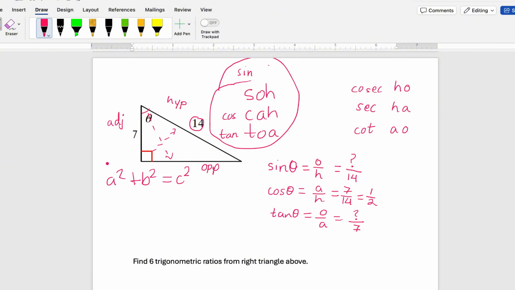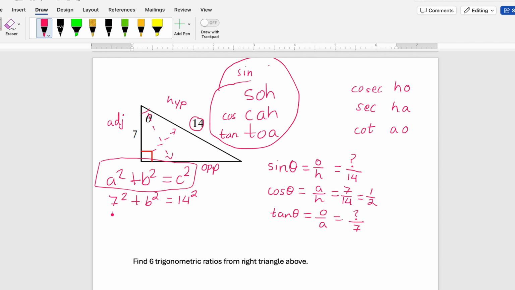Remember, in a right triangle we use a squared plus b squared equals c squared, so we are going to use that. Remember, c stands for the hypotenuse, the longest side, so I will replace that with 14 squared. And my a can be my adjacent, which is 7 squared. And the b is my opposite, which we need to find. That's missing.